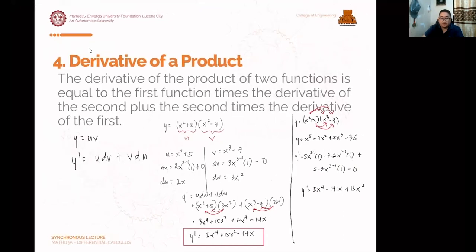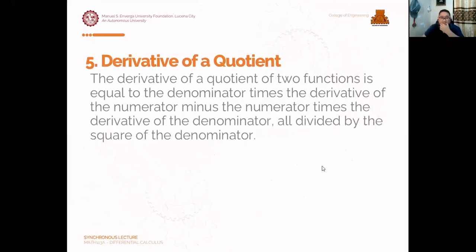Derivative of quotient. So ito yung last natin. So first 5 basic formulas natin. Okay? So yung quotient natin naman, ayan, nakalagay din sa kanya, the derivative of a quotient of two functions is equal to the denominator times the derivative of the numerator minus the numerator times the derivative of the denominator, all divided by the square of the denominator.